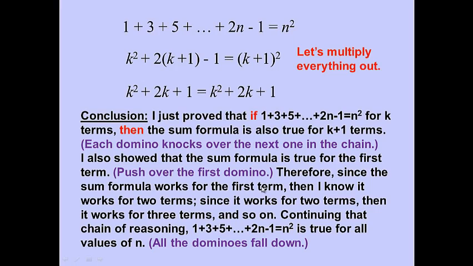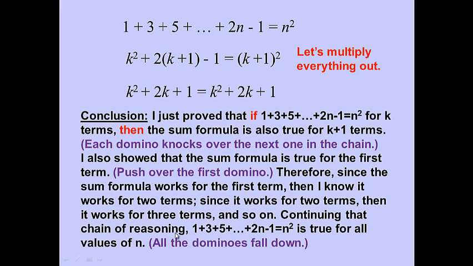Therefore, since the sum formula works for the first term, then I know it works for 2 terms. Why do I know that? Because of the second part. If it works for k terms, then it must also work for k plus 1 terms. So if it works for 1 term, it works for 2 terms. Since I know now it works for 2 terms, then it must work for 3 terms. It works for 3 terms, 4 terms, and so forth.